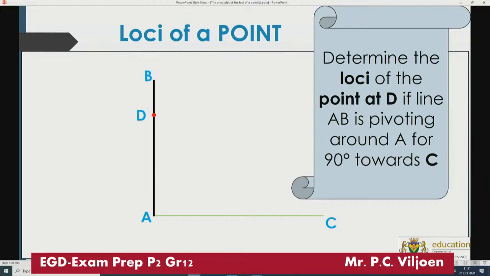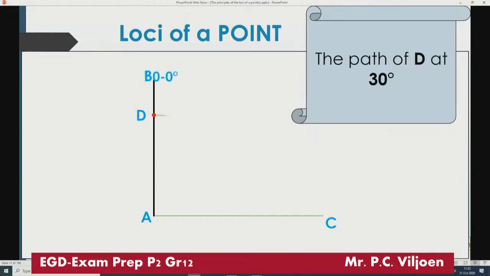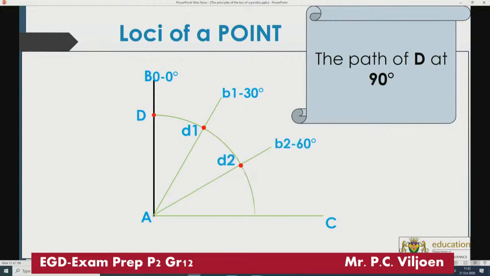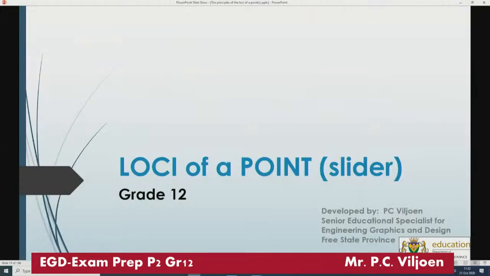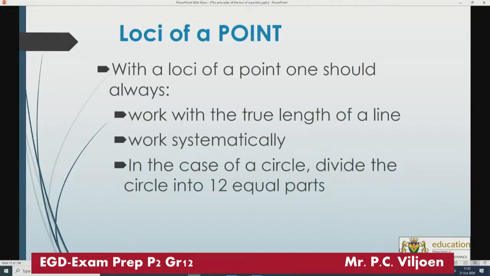Now, what if on line segment AB I've got point D? In other words, I've got a ladder falling over towards C, and a paintbrush standing against the wall, and that paintbrush will make a mark on the wall as it falls over towards C. The same principle applies. I will divide it into certain degrees: that's my first stop, my second stop, and my third stop. So the path of D will be more or less like that.